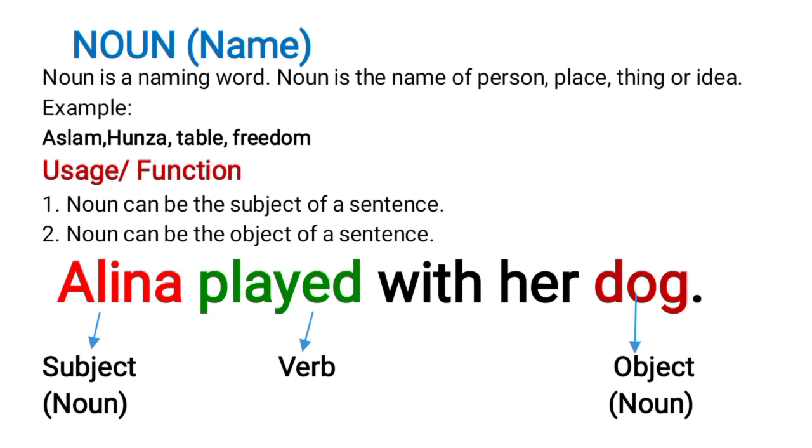Let's have a glance at how a noun functions in a sentence, or what is the usage of a noun in a sentence. A noun can be the subject of a sentence. A noun can be the object of a sentence. Let's consider an example. Alina played with her dog. Alina is the subject. Played is the verb. With her dog is the object. So let's see whether the subject is a noun. Yes, Alina is a noun. So a noun serves as the subject of the sentence, and a noun serves as the object of a sentence. Dog is the object of the sentence, and dog is a noun. Let's move further.